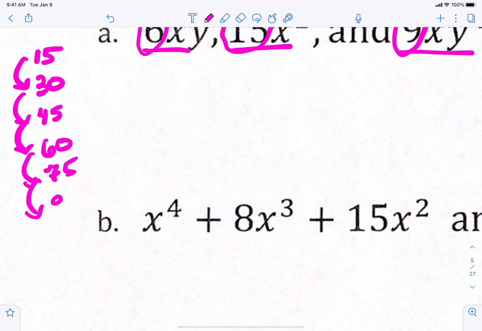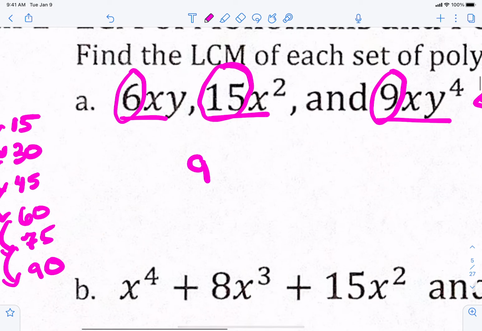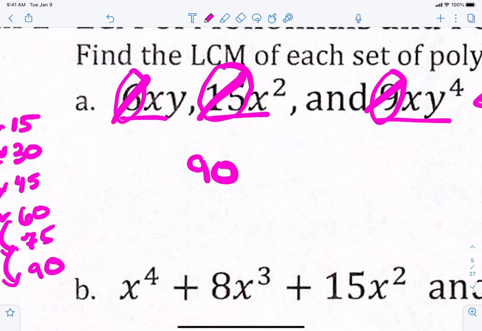No, it has to be by 15. See? It has to be by 15. 75 plus 15 is 90. Does 6 go into 90? Yes. Does 9 go into 90? Yes. We found our number. Okay, so 90 is going to be the number that I use. So cross off the 6, the 15, and the 9. We're done with those numbers.